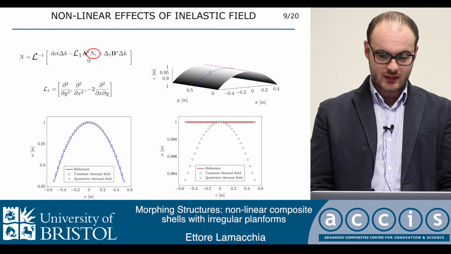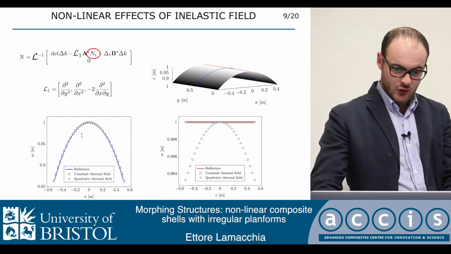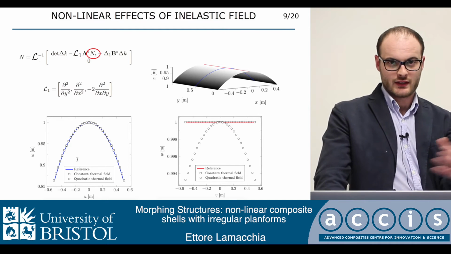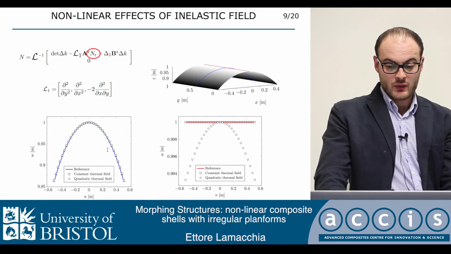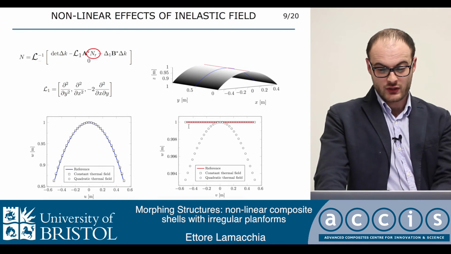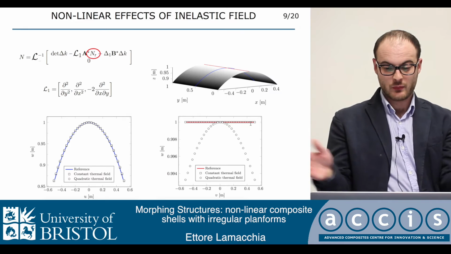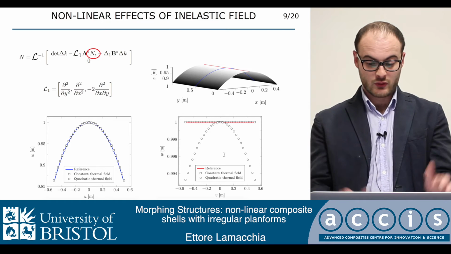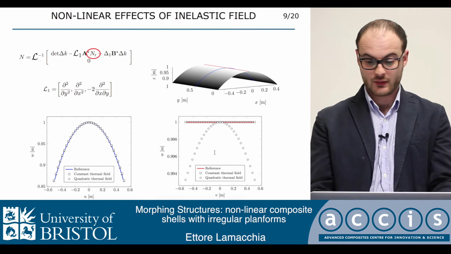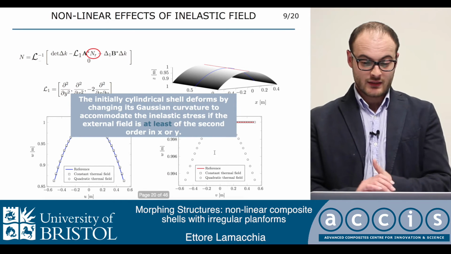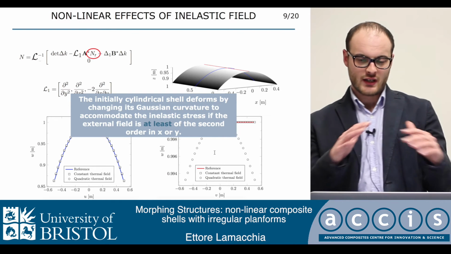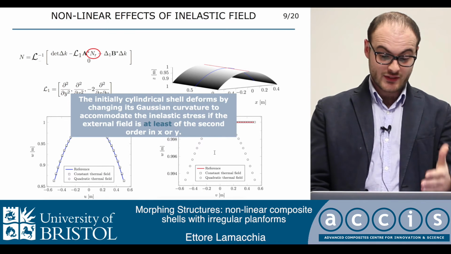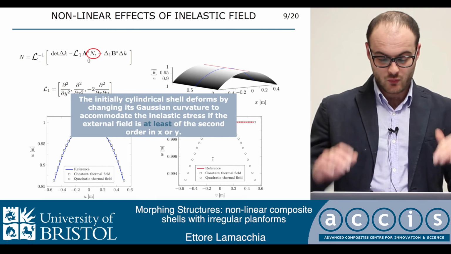And we see that the initially curved cross-section deforms both in plane and out of plane, regardless of the distribution of the thermal field, whereas the initially flat cross-section, the red one, deforms just in plane under the action of a constant field, whereas it deforms also out of plane when an external quadratic field is applied. This means that the initial cylindrical shell deforms by changing its Gaussian curvature to accommodate the inelastic stress if the external field is at least of the second order in x and y.